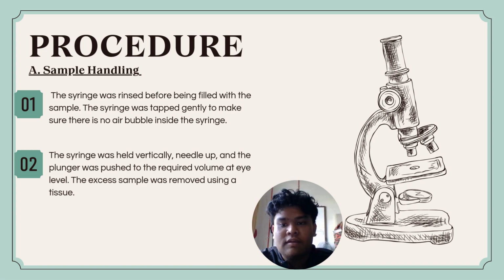Procedure A. Sample handling. First, the syringe was rinsed before being filled with a sample. The syringe was tapped gently to make sure there is no air bubble inside the syringe. Second, the syringe was held vertically, needle up, and the plunger was pushed to the required volume at eye level. The excess sample was removed using tissues.